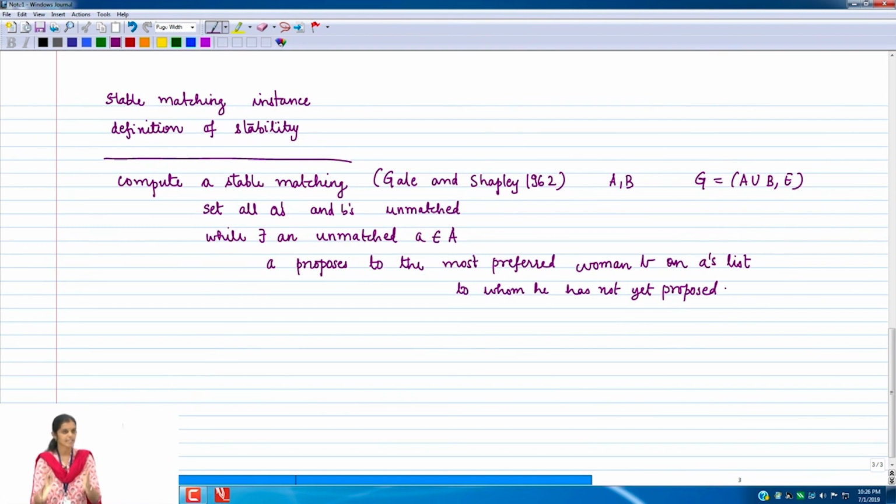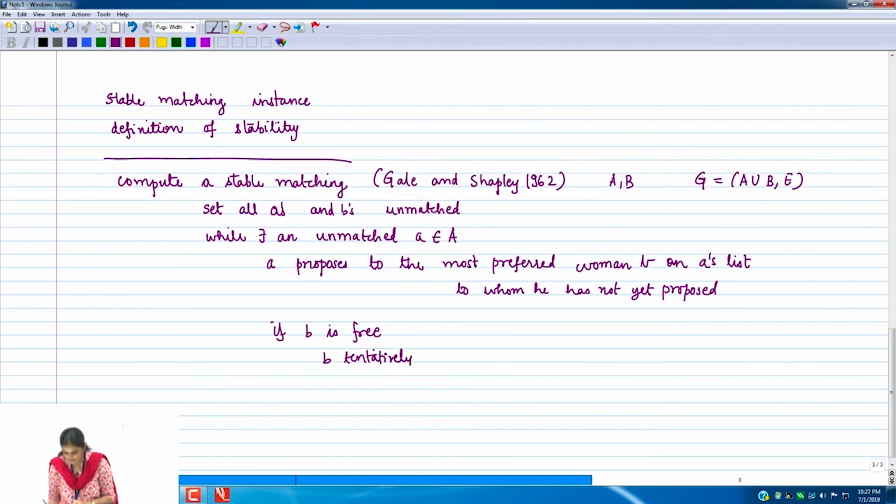And this can be conveniently maintained by keeping a pointer where you should next propose if this gets rejected. So A proposes to the most preferred woman B. What can be the two scenarios for B in a general execution of this algorithm? B can be either free or unmatched, or it can be matched. So if B is free, then B tentatively accepts A.